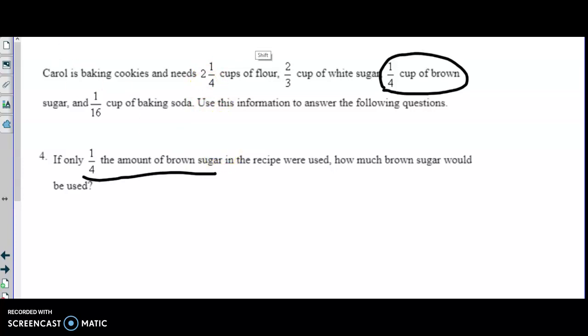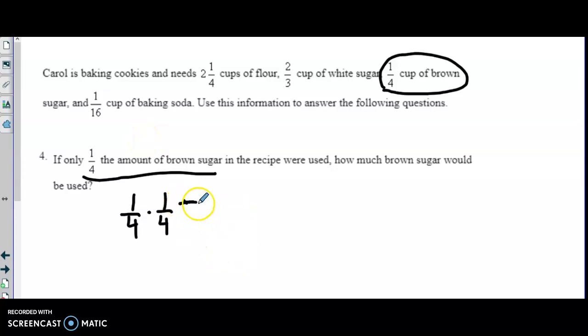You can think of this two different ways. I'm still going to think of it as multiplying by a factor of 1/4. I want 1/4 of the amount of the original. So my original was 1/4, and I'm going to multiply that by a factor of 1/4 because I'm only going to use 1/4 of the whole recipe.